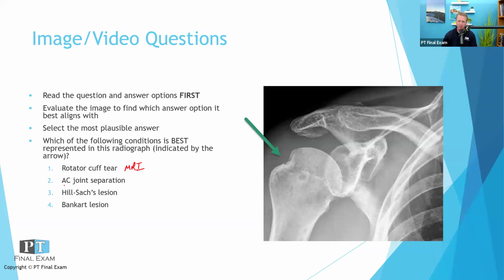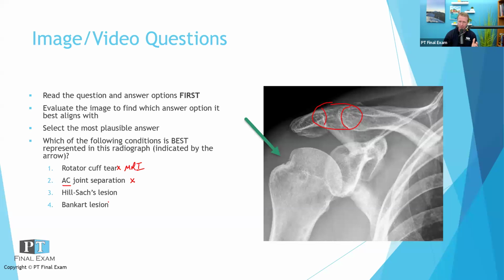AC joint separation. Where is the AC joint? Well, the acromioclavicular joint is where the clavicle meets the acromion. We see that there is joint space, but this is actually a normal amount of joint space that you see in the acromioclavicular joint. Plus, the arrow is not indicating anywhere near the AC joint. So we can rule out our AC joint, rule out our rotator cuff tear. And then finally, we're left with the last two options of Hill-Sachs lesion or Bankart lesion.